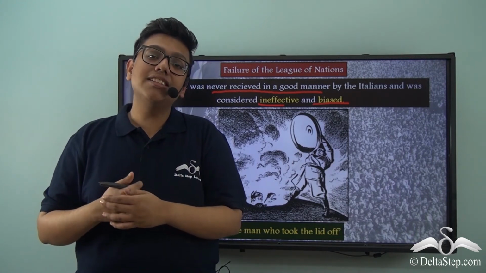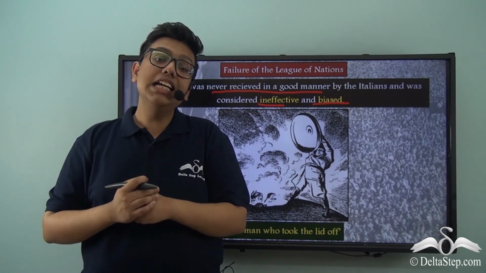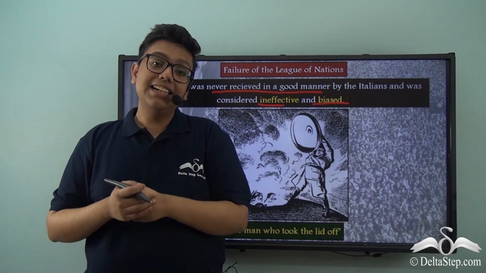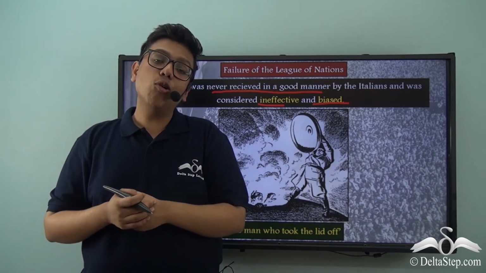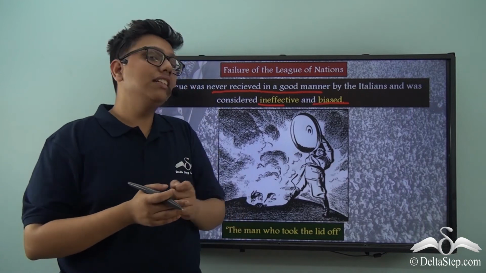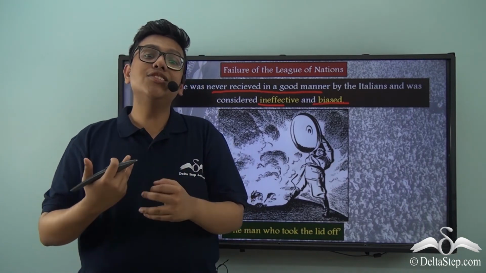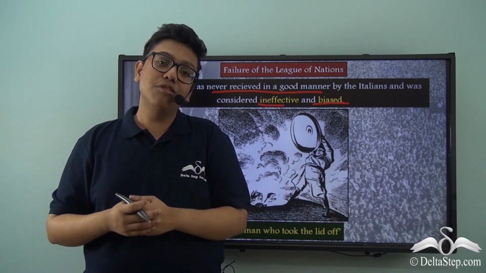Mussolini continued on his actions of imperialism and did the ultimate thing of leaving or quitting the League. This led other nations to also give up on the League. So thus, in many ways, Mussolini really was the person who took the lid off and let the demons of war out into the world again.